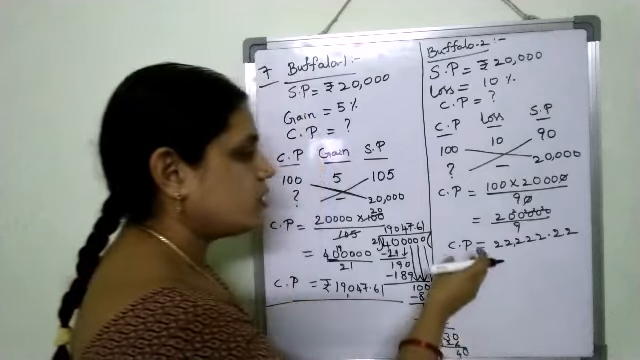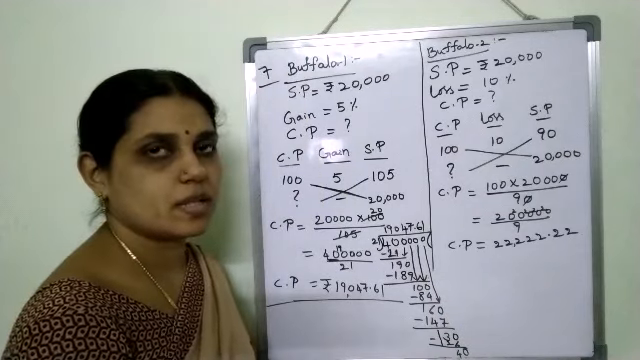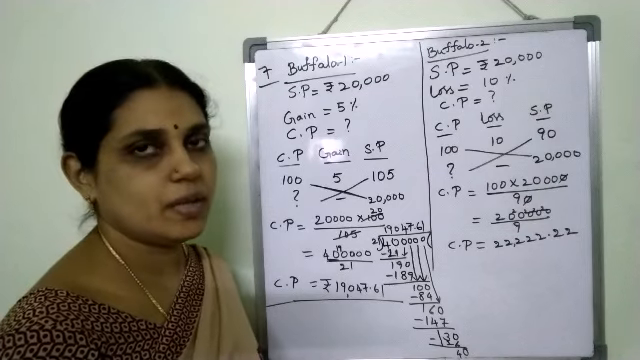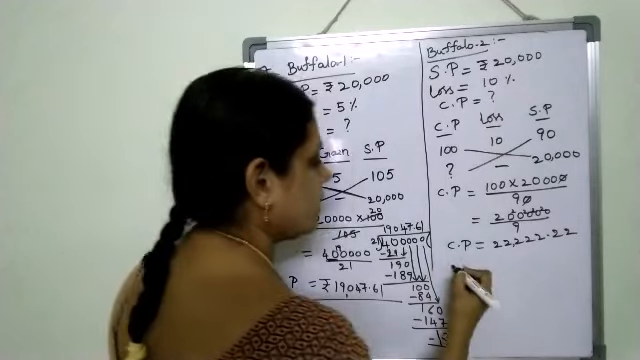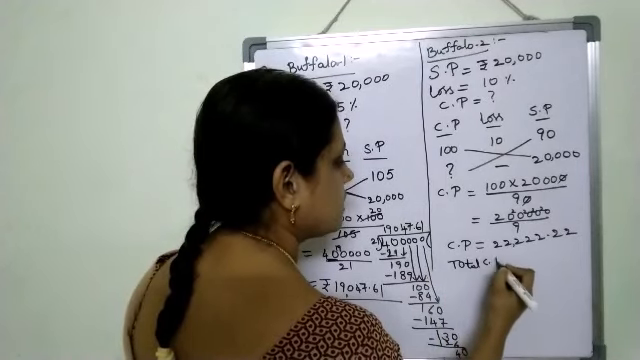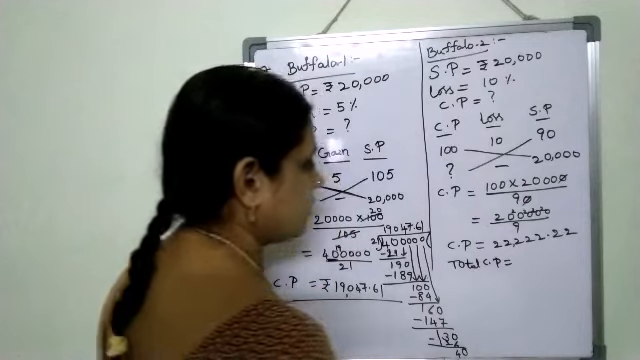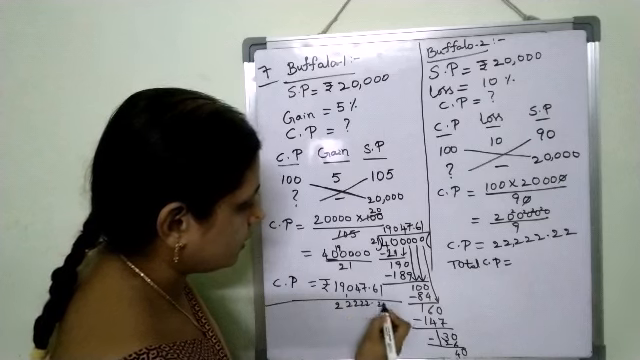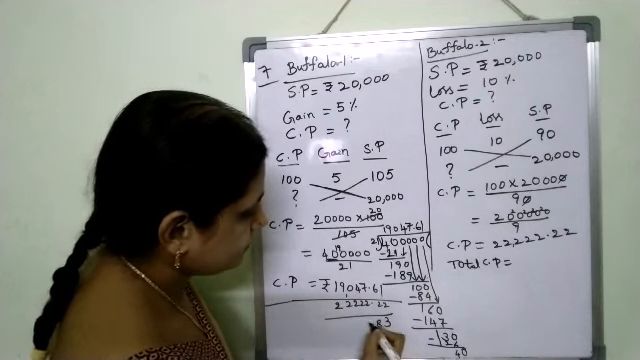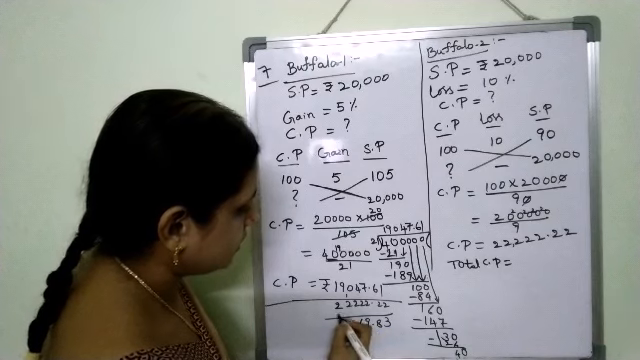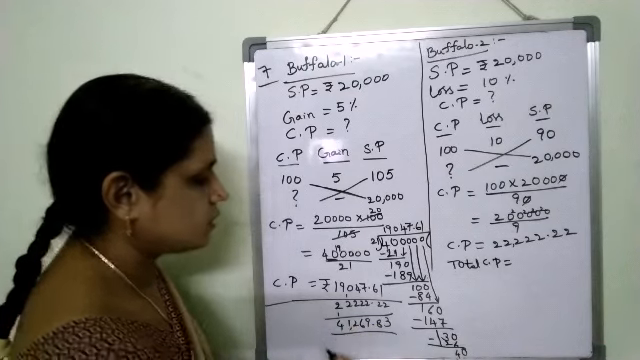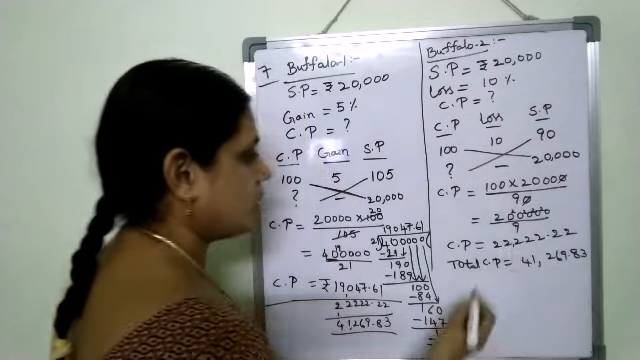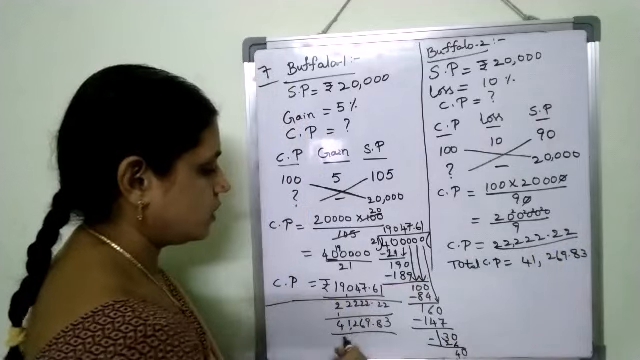So here, now for both the buffaloes we got the CPs. Now the question is overall gain or loss. So first we need to calculate the total CP and then the total SP also. The total CP means the CP of both the buffaloes together, equal to 22,222.22. If you add, you will get 41,269.83. By adding these two CPs, we got 41,269.83.